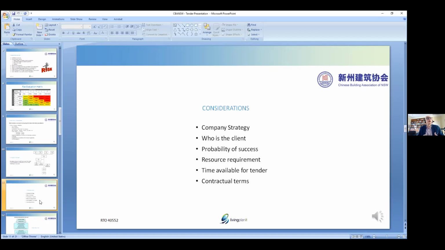Or if I have 2 estimators and they've got 10 jobs to price within the next month, maybe I don't have time to tender for this at all. And the contractual terms. If I don't like the terms that are in the contract, maybe I don't even want to bother pricing this. If I see that it's a complicated contract that they've drawn up, I might say, you know what, I'm not interested in this project, forget about it. Okay.